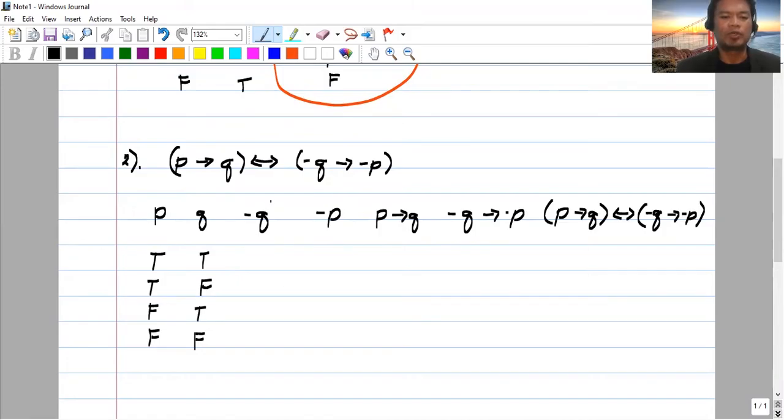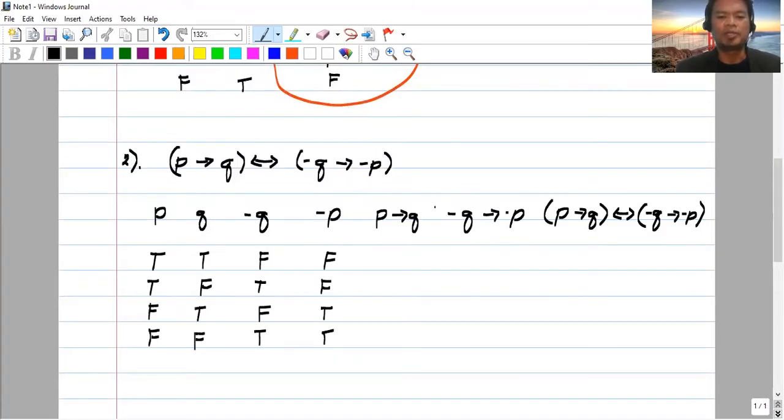The negation of proposition Q would be false here. The negation of true is false. The negation of false is true. The negation of true is false, and the negation of false is true. And the negation of P would be false, false, true, and true.